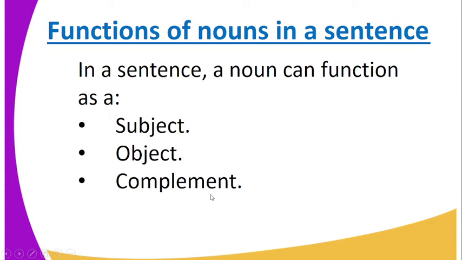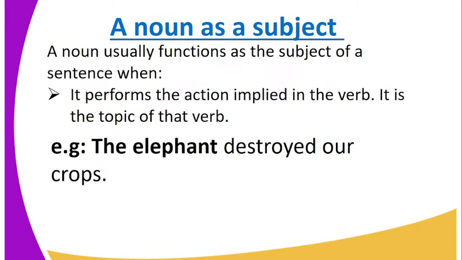So, functions of nouns in a sentence. In a sentence, a noun can function as a subject. It can also function as an object, and it can also function as a complement. Let's start with function number 1, a noun as a subject.